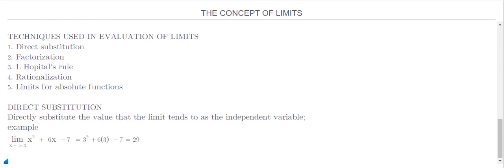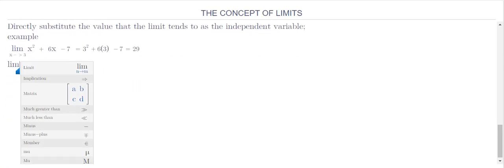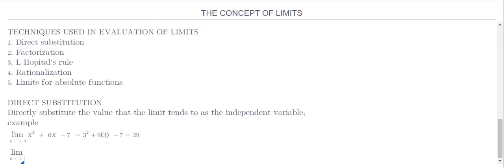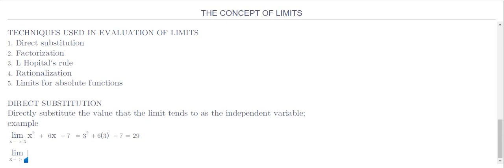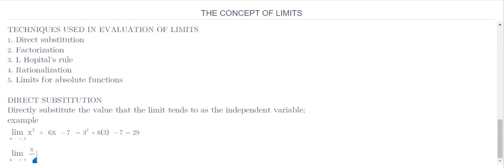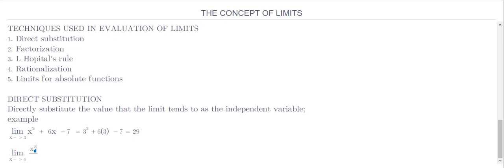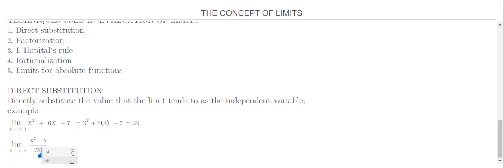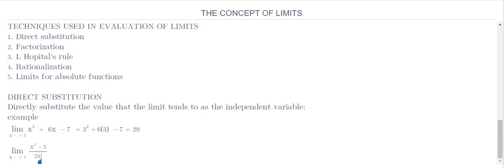Let me look at one more example. We will be having something like the limit as x is tending now to 4, and then we are going to use a fraction. Let's talk of x squared minus 5 out of 2x plus 7.